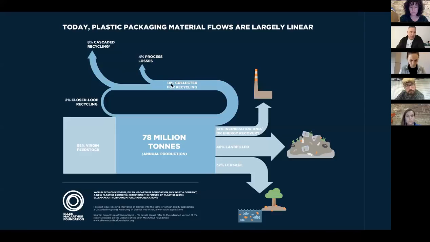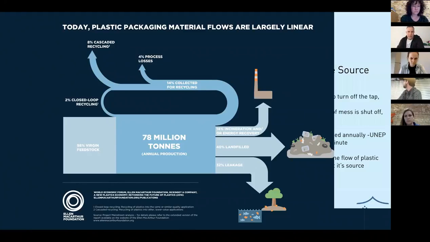8% is downcycled, 4% is lost in the process. So out of the 14, we're only capturing 14%, and 4% of that is lost. And out of the 10%, only 2% actually goes back into closed loop recycling. The rest is burned, and that's not good, or landfilled, and that's a problem, or it leaks out and often ends up in the ocean. This is where most of the plastic that we're seeing in the ocean is coming from. It's estimated that 80% of the plastic in the ocean is coming from land-based sources, more than likely from storm drains and situations like that, sewage overflows.